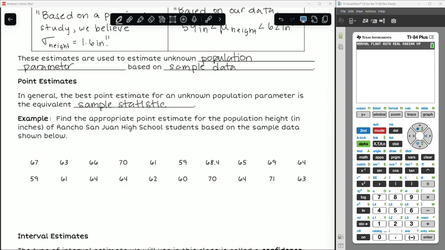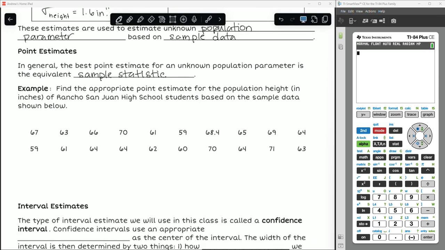And we have an example here. It says, find the appropriate point estimate for the population height of Rancho San Juan students based on the sample data shown below. And there's a list of some heights of students at Rancho San Juan that I collected as part of an AP statistics activity. And I know that if I'm trying to estimate the population mean height, the best way to do that would be to use the sample mean.